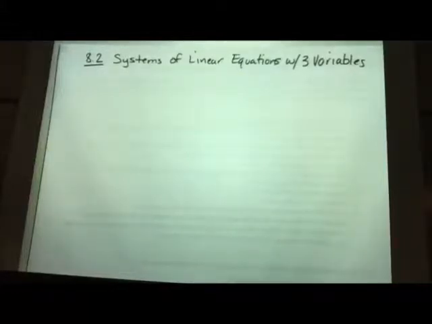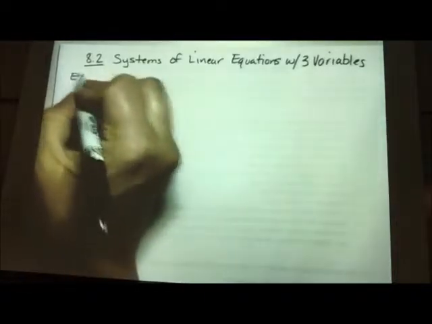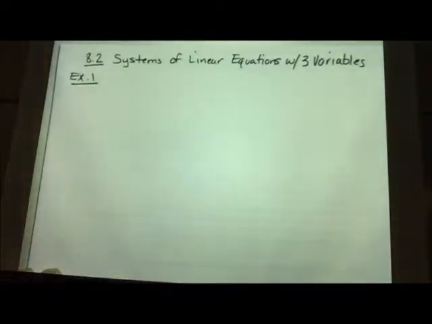Lesson 8.2 deals with systems of linear equations with three variables. So we've already seen one with x and y. Now we're going to be seeing systems with x, y, and z. So the first example is going to be pretty simple.